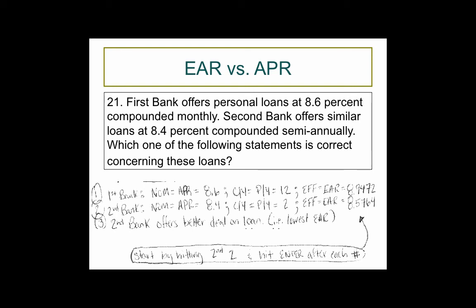Well, let me rephrase that. First Bank is getting a better deal if you go with them because they're getting a higher interest rate from you. You want the lower interest rate. Now let's look at one more easy problem.